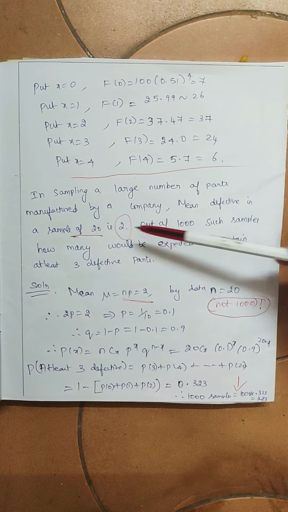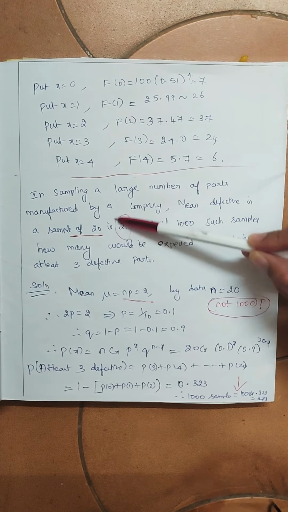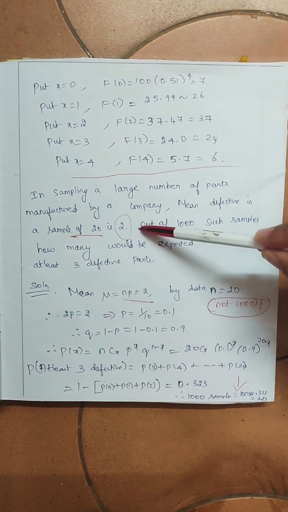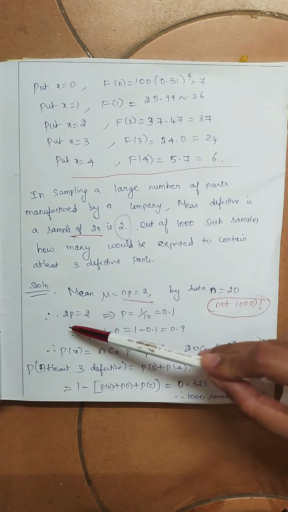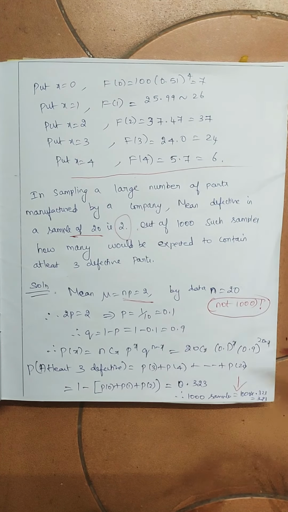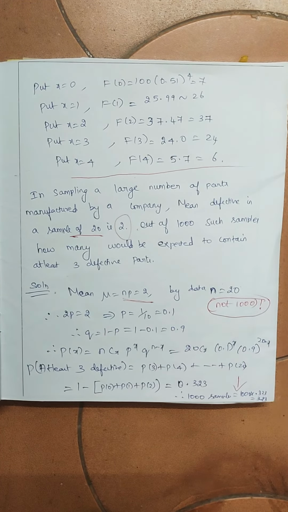So what is n here? In a sample of 20, on average 2 will be defective. So np is equal to 2 and n is 20. Don't write 1000, because that is out of 1000 such samples. For one sample, this is the case. Finally you will multiply with 1000, but n is not 1000 here. So 20p is equal to 2, therefore p is equal to 1 by 10, 0.1. In binomial, what is q? 1 minus p, 1 minus 0.1, so you got 0.9.